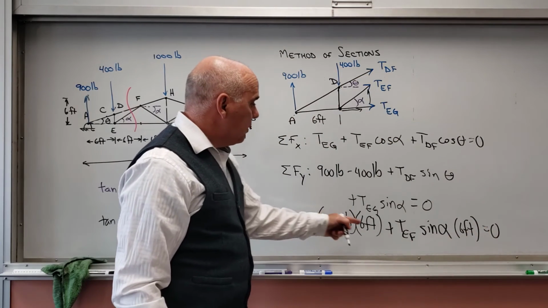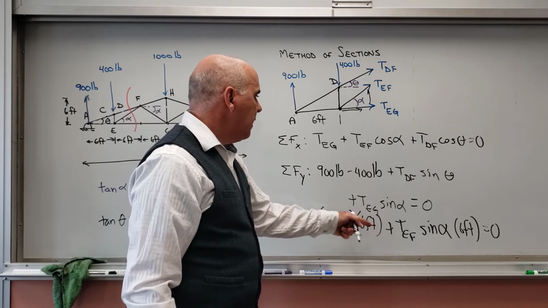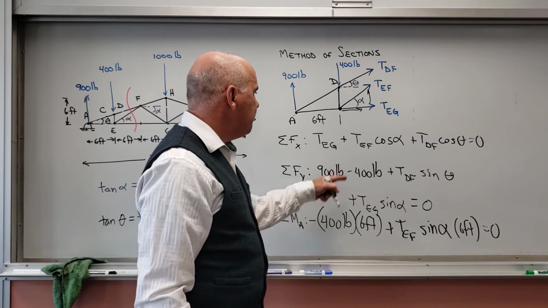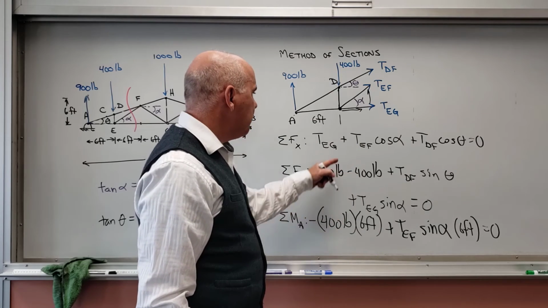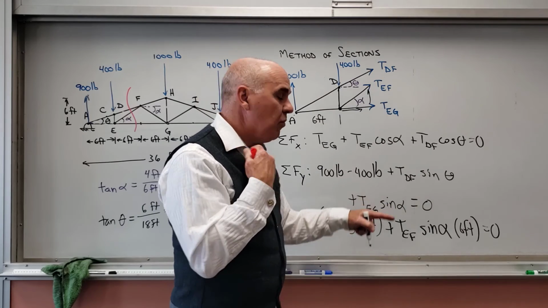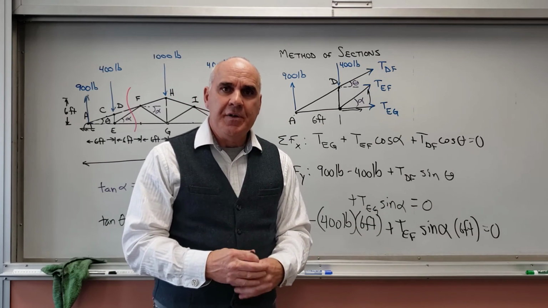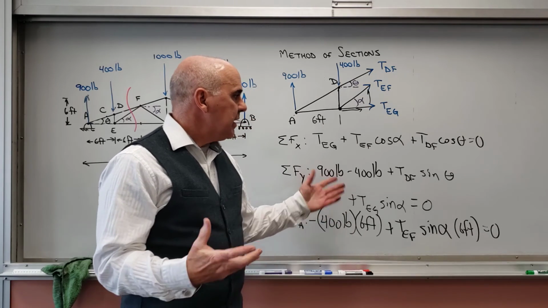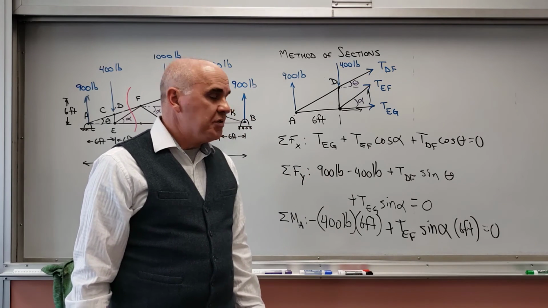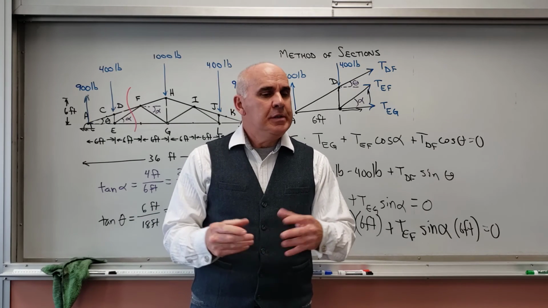And so there's only one unknown there, and that's TEF. I can solve this one for TEF and then put it back into the other equation, and then I have two equations and two unknowns, because notice TEF is not in the y equation. So I have a system of two equations and two unknowns which we can solve. I won't do that, but that's a solvable system of equations. And that's how the method of sections works.